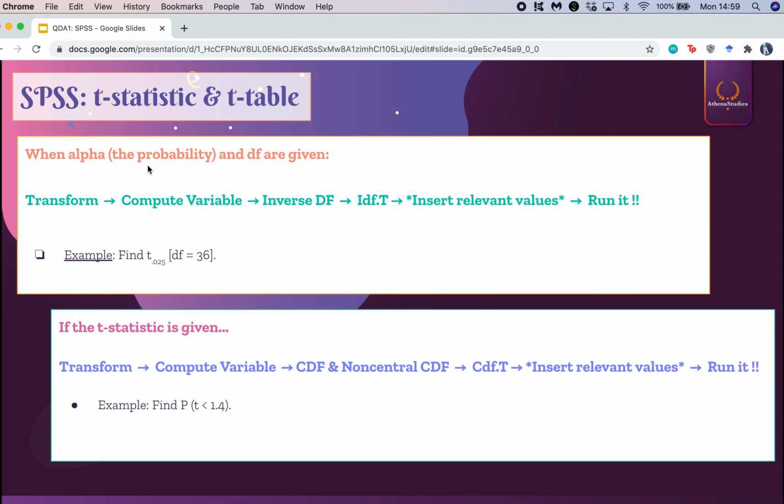And if the opposite case was happening, so if the t-statistic was given, meaning that we know the t-value and we're trying to find the probability associated with that t-value, given degrees of freedom, let's say of 36 again. In this case, we would go to CDF and non-central CDF because we're trying to find the probability and not the t-value like we would with inverse DF. And again, you have to use CDF.t because we're dealing with the t-distribution, not a normal distribution, which would be associated with z-scores.